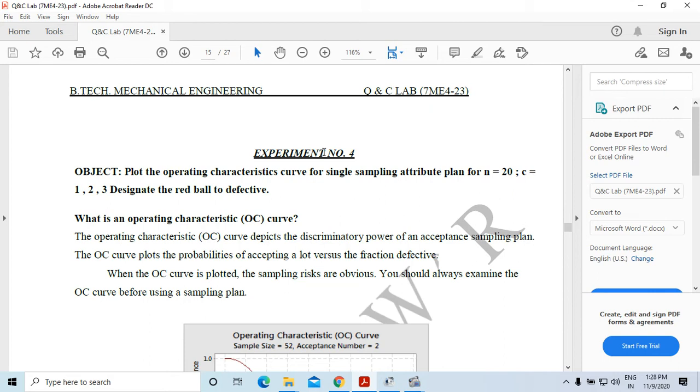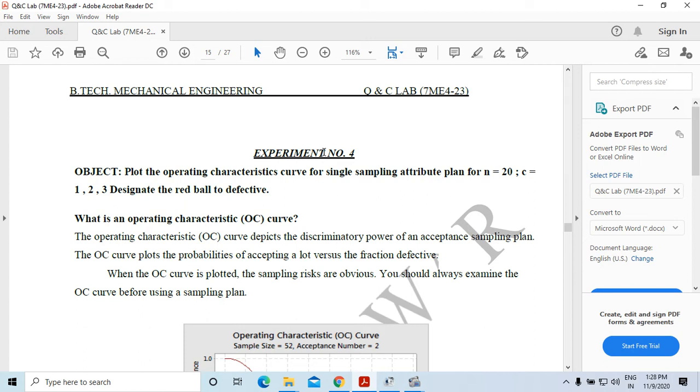The OC curve was developed along with SQC in the 1930s and 40s. It is a graph used in quality control to determine the probability of accepting production lots. It is used to discriminate between good and bad lots, and it measures the performance of acceptance sampling plans.